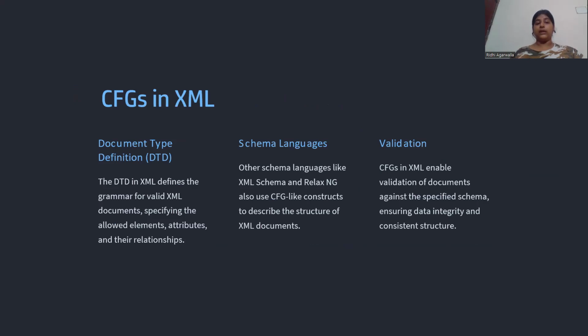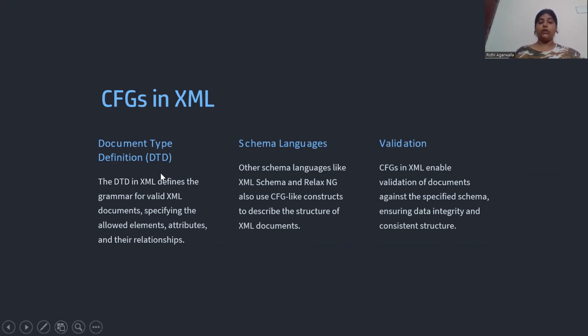So now context-free grammar in XML, that is, extensible markup language. Here comes the extensible markup language, which defines a set of rules in both human-readable and machine-readable form. So basically it is a software and hardware independent tool which can be used for storing and transporting data.